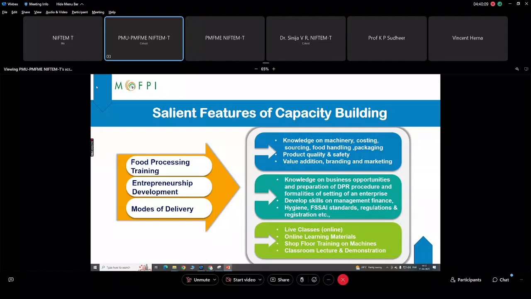Then the entrepreneurship development training focuses on the functional aspects of running a business and starting a business, involving various business opportunities, DPR preparation, which is the most important factor when you are going for any kind of financial support in terms of loan or subsidies, and the skills needed for business management. It also covers the regulations and registration processes required for starting an enterprise.